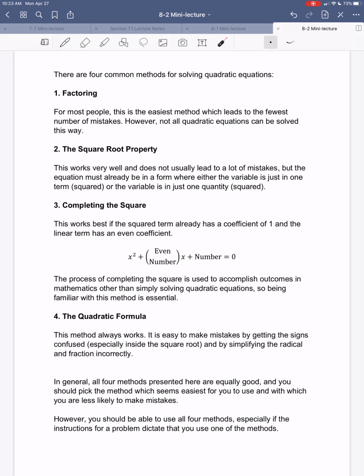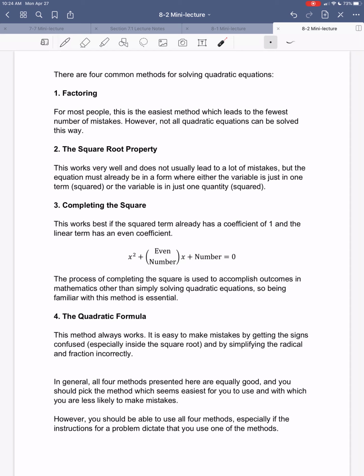So there are 4 common methods for solving quadratic equations. First, factoring. Now, for most people, this is the easiest method, leads to the fewest number of mistakes. The problem is it doesn't always work, right? There are equations that can't be factored easily.